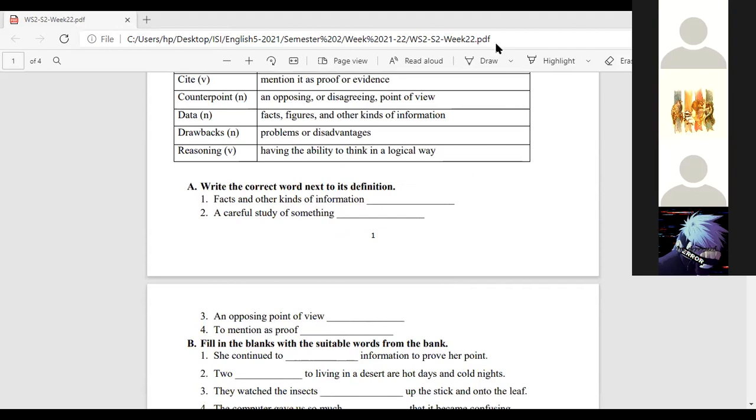An opposing point of view. What is it? An opposing point of view. Two opposite ideas. Two opposite opinions. Point of view. Reasoning. No, not reasoning. Opposing. They are opposite. Opposite opinion. Opposite opinion.